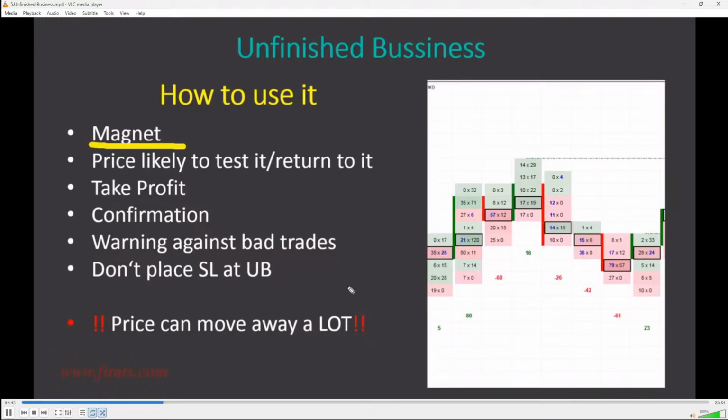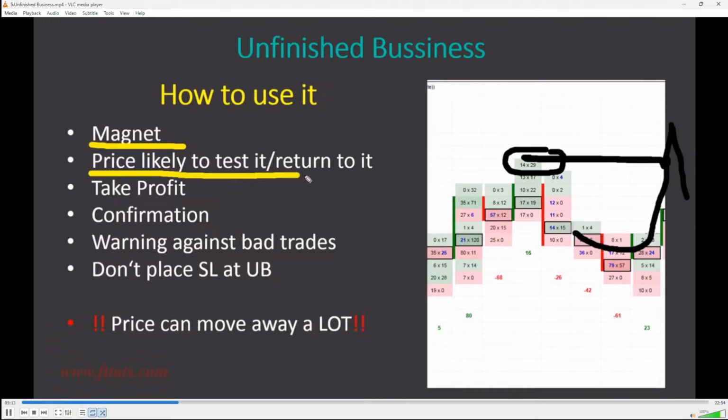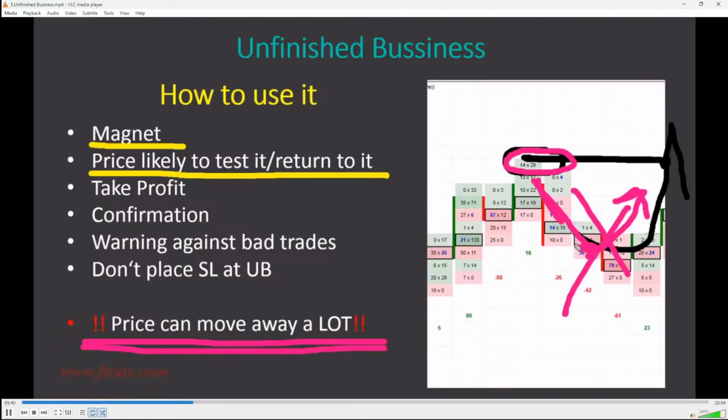First thing, this works as a magnet. This is an imperfection, and the market tends to deal with that imperfection. So in this case, there is an imperfection in here, so the market will likely test this area and create a successful auction in here. So it works as a magnet. Price is likely to test it. Price is likely to return to it. But there's one important thing. The price can move away a lot from that area. So maybe you already had an idea, that when you see the unfinished business in here, the price goes away, you immediately go long because it should work as a magnet. No, the price can move away quite a lot.